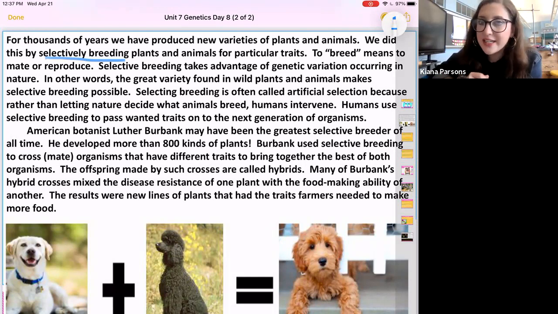So this isn't using technology necessarily, although it can be done using technology, but it can also be done by just getting the two animals to literally mate, right? Get them to mate with each other only in the way that we select their traits to be passed on. And for plants, you would fertilize one plant with the pollen of another plant to create the desired cross.